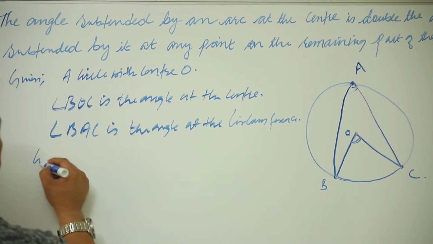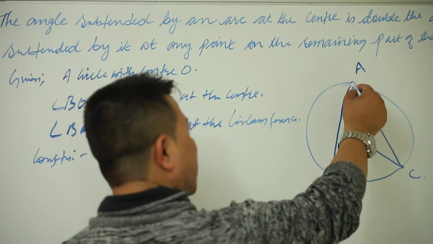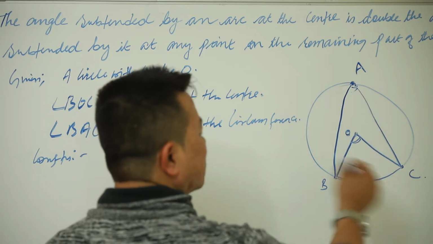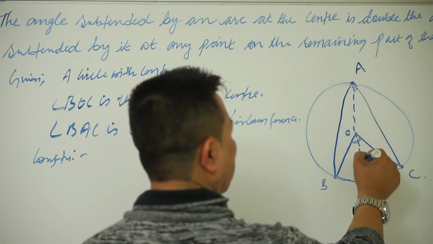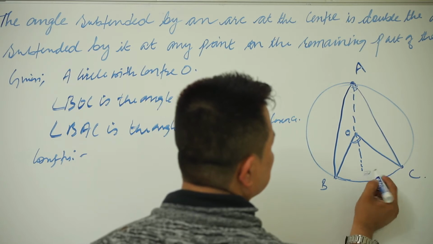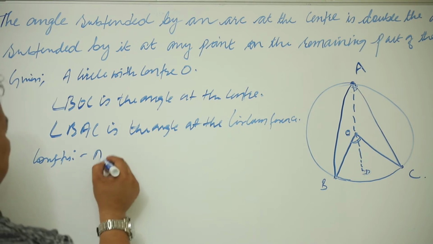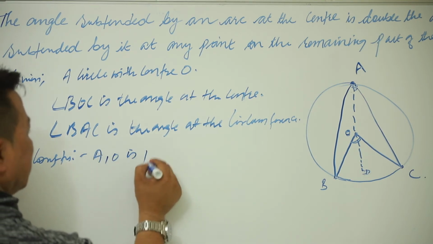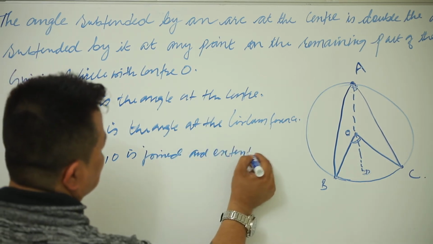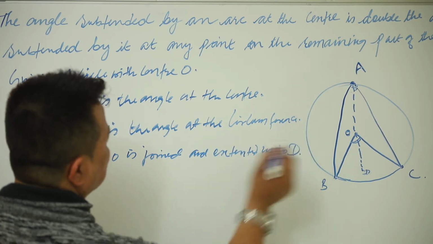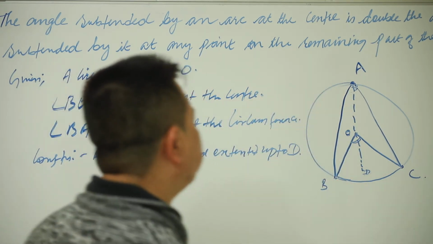You can make constructions from this point A. You have to join AO and extend it up to a certain length. So okay, let's join AO and extend it up to D. Extend up to here, up to D. Construction: AO is joined and extended up to D.